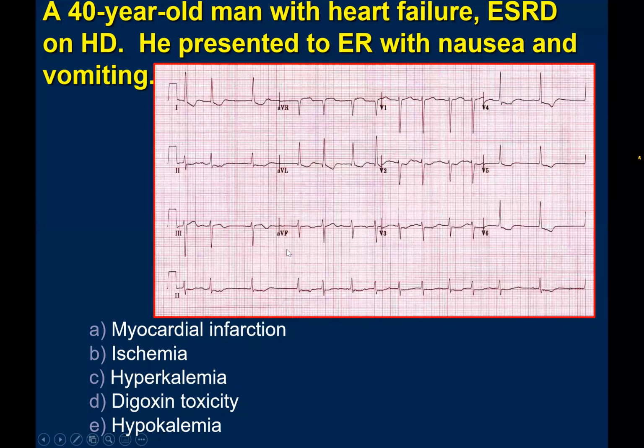We'll take this case and then we'll stop if you don't mind. So this is a 40-year-old man with heart failure, end-stage renal disease, and dialysis, and he's in the ER with nausea and vomiting.